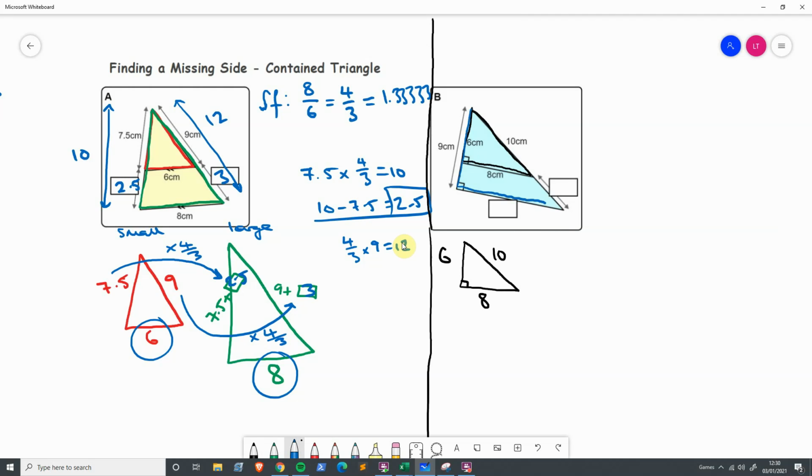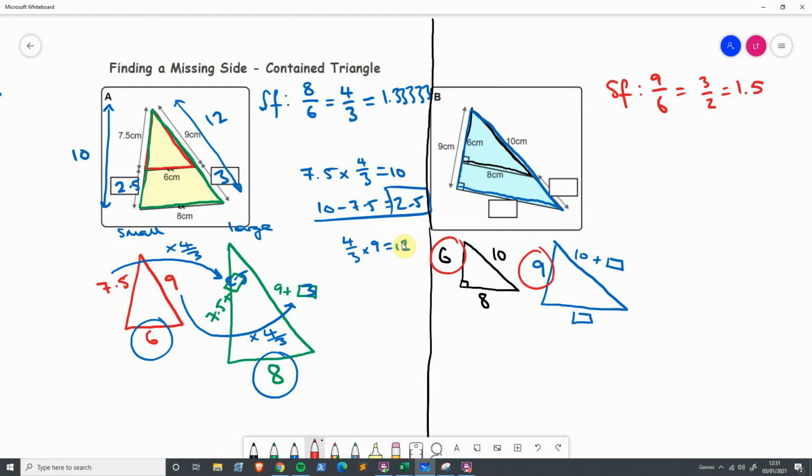And then my next triangle is here. So I'll draw that out in blue. That's a length of 9, they've given us that. We don't know this length, and this is a length of 10 plus something. So hopefully the pair you spotted was from 9 and 6, so my scale factor is 9 divided by 6, which is 3/2, or 1.5. You can have it as any of them.